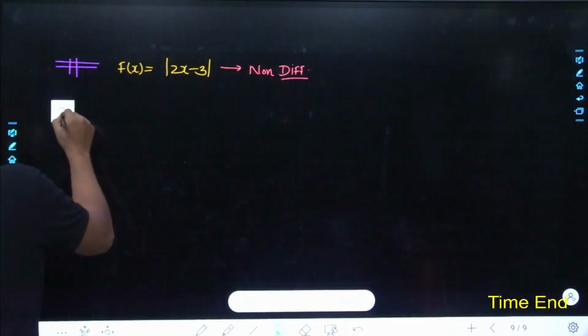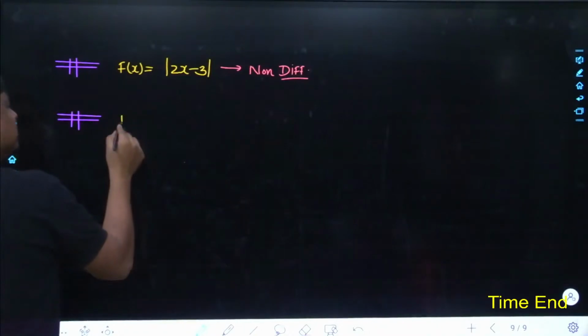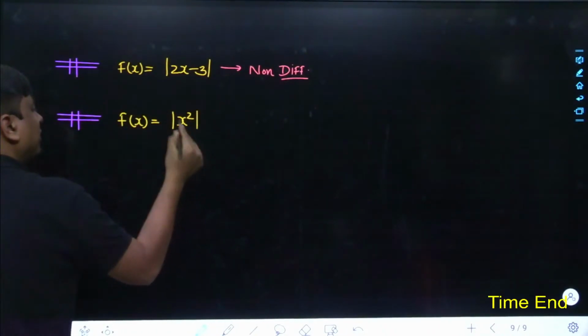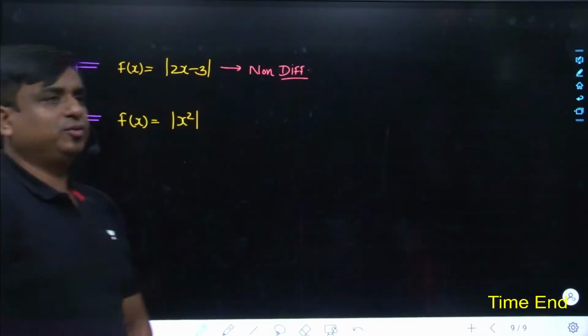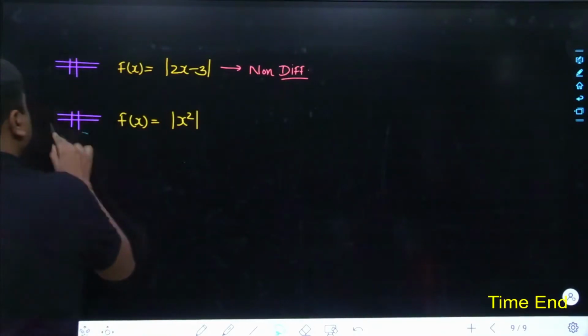Now in the second question, let me focus on another function which carries one independent variable, and that is taken as the magnitude of x square. What I am saying is, it is the magnitude of x square.